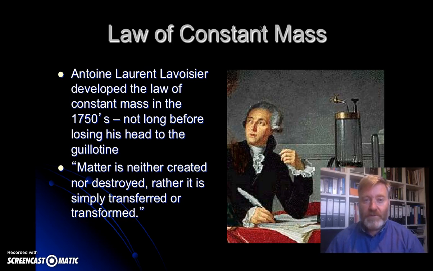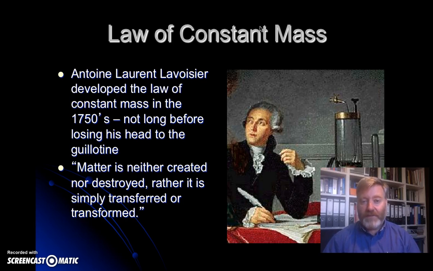One of the really important people often called the father of chemistry is Antoine Laurent Lavoisier, who developed the law of constant mass way back in the 1750s, and it still holds, so it's a pretty rare thing. And unfortunately, because he was an accountant and a tax collector, when the revolution came, they killed him. They took his head off with a guillotine.